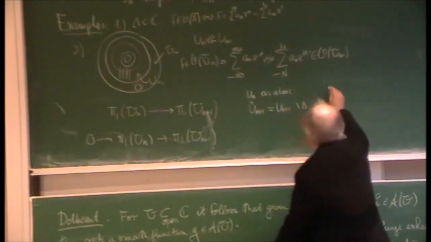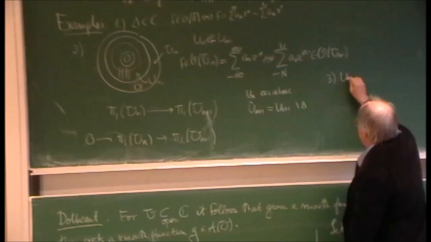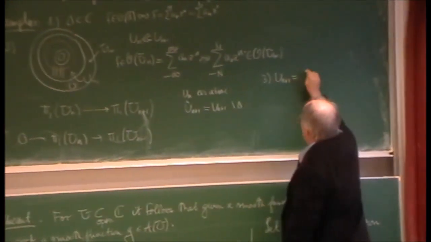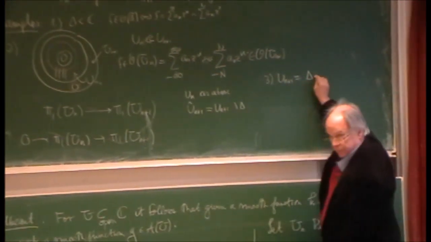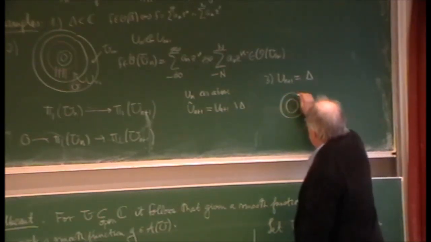We should now look at an example. So let's take the big thing, U_{n+1}, to equal the full disk. Okay? So we have U_n to be the annulus.